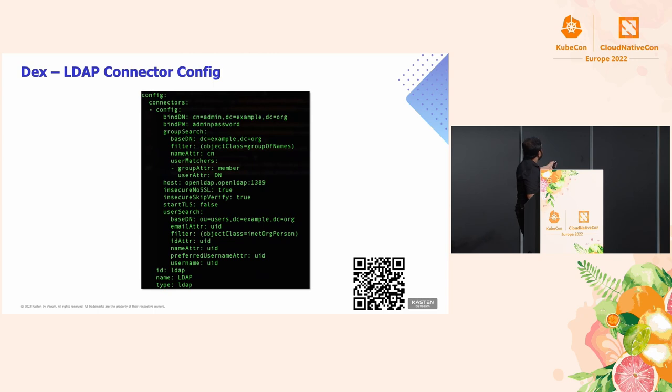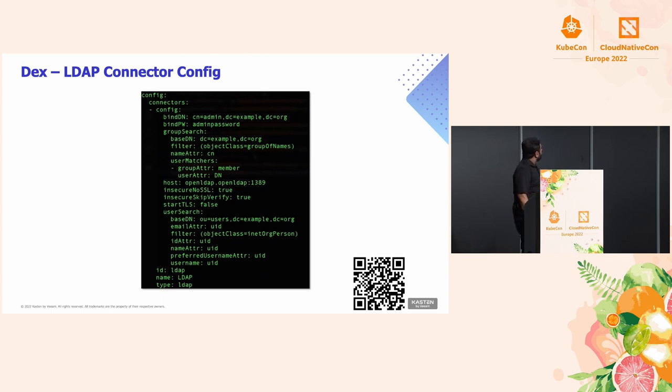Next, we have two sections that we'll cover, user search and group search. So let's start with user search. The user search config is telling Dex how to look for users in the LDAP server. There's a base DN and an optional filter. The base DN tells Dex where to start its search in the LDAP server. It's the root of the search, or base distinguished name, in other words. The optional filter lets you filter down the records that are being returned by the server. So instead of getting overwhelmed by too many records, you can use the filter to reduce that.